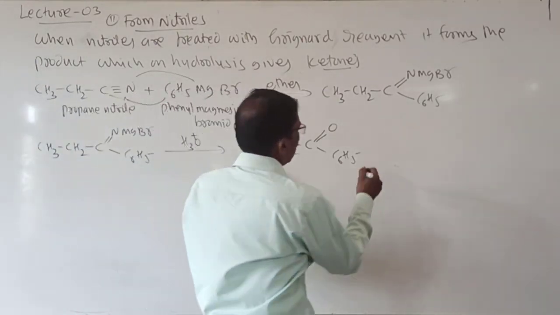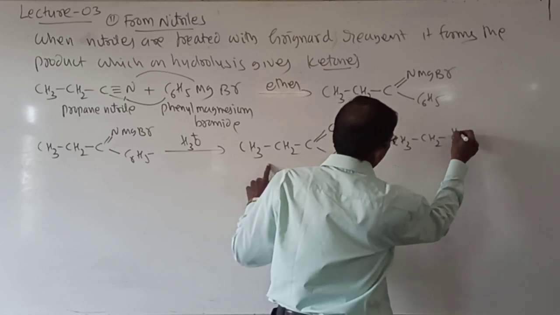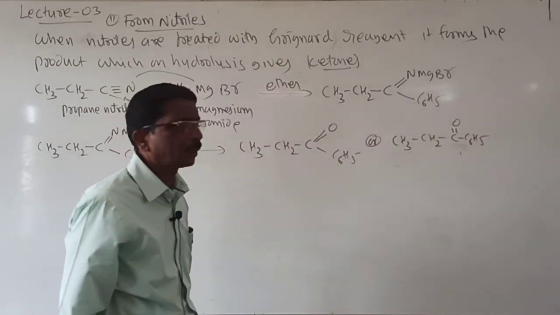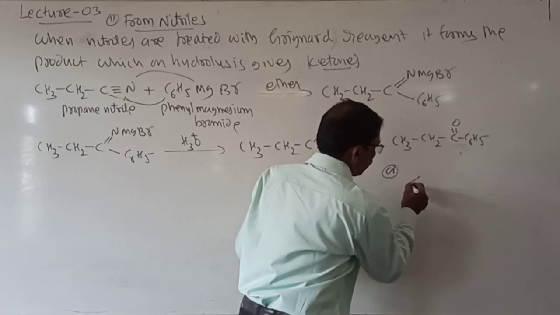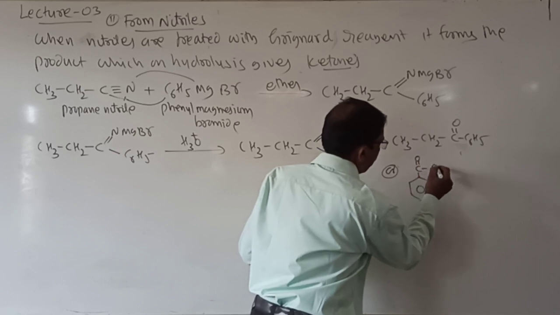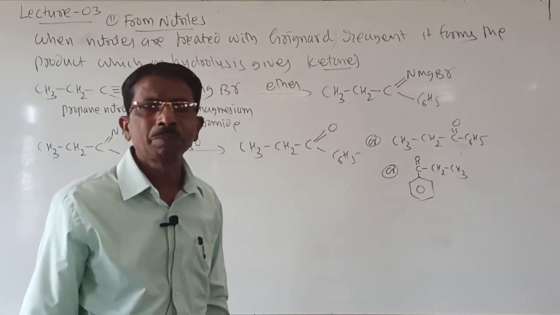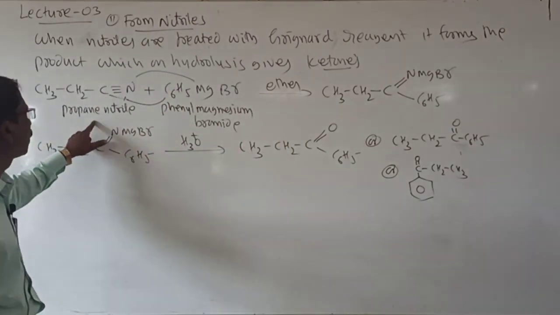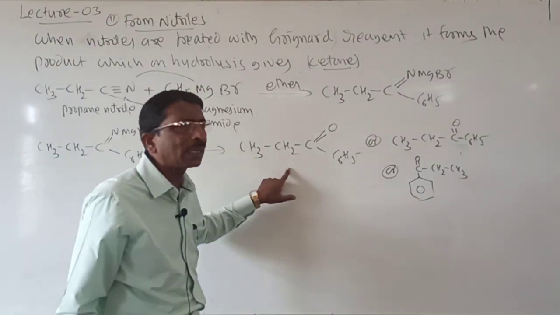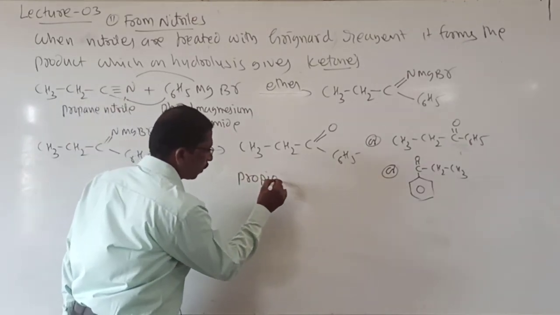This product may be written like this, or it may also be written like this, CH3CH2C=O-C6H5, or you may write this type also. So what is its IUPAC name? Ketone is formed here. When propane nitrile is treated with phenyl magnesium bromide, the product which on hydrolysis gives this compound. What is the name of this compound? Look here students, the common name is propiophenone.